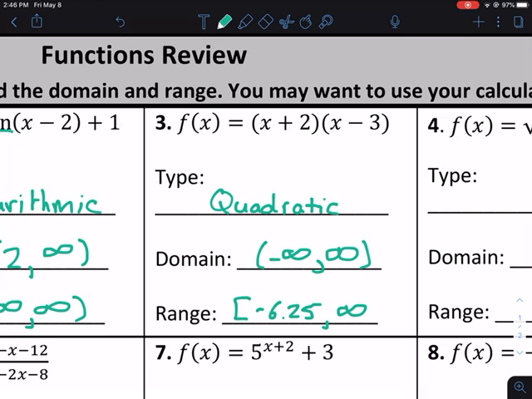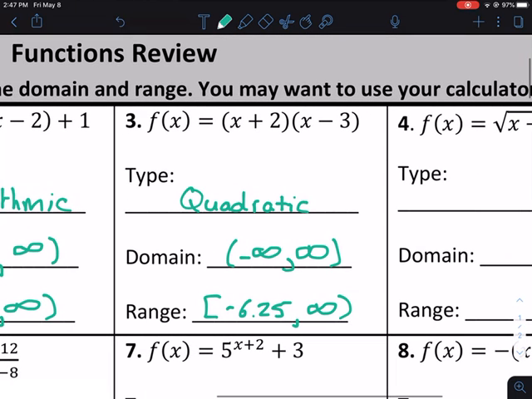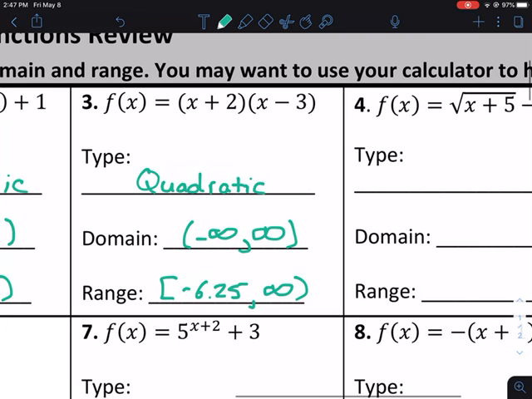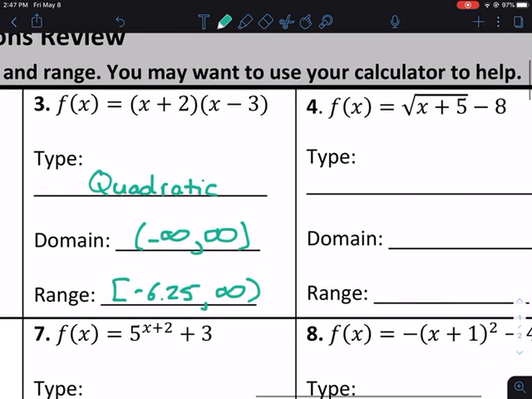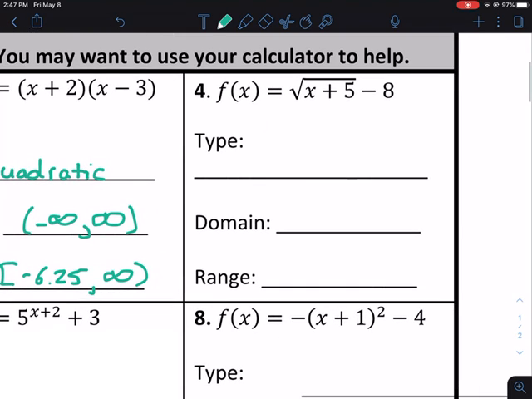And I think the easiest way to find that would be to graph that in your calculator and then find the minimum. You could also find the y value by switching it to vertex form, which would be back in the quadratic unit to review that. But I think the easiest way is just to type that in your calculator and find the minimum, the y value, the lowest y value.